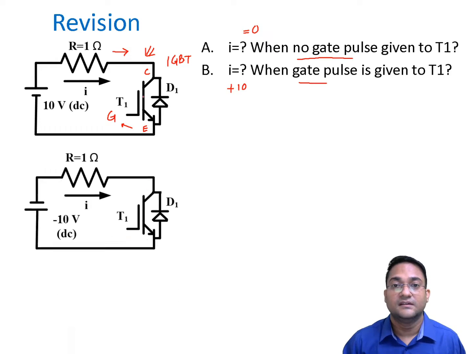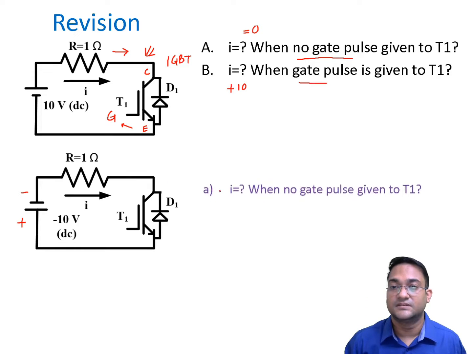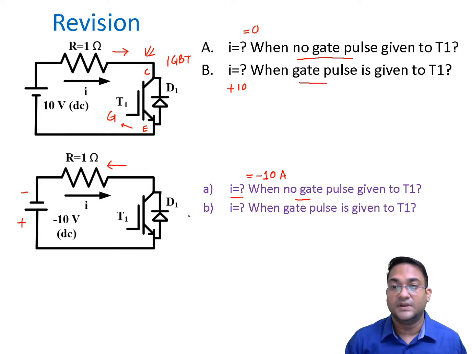Now let's take a slightly different case where we are connecting our voltage supply in reverse direction. So plus side is on this side and minus side on the top side. Again, we will consider these two cases. What is I when there is no gate pulse provided? Now no gate pulse is provided to this switch, but still you will see that the diode will get forward biased and a current equal to minus 10 ampere will flow in the circuit, and the direction will be from right to left. That's why I said it is minus 10 ampere. And what will happen if I provide a gate pulse to this switch T1? Still you will see current will be minus 10 ampere because this switch is not going to turn on.